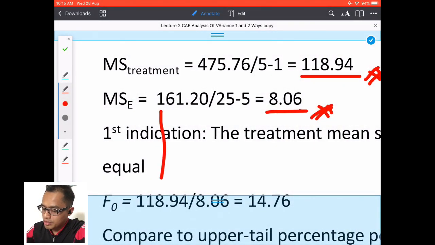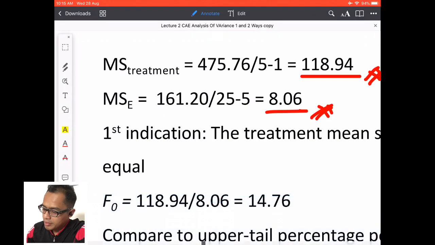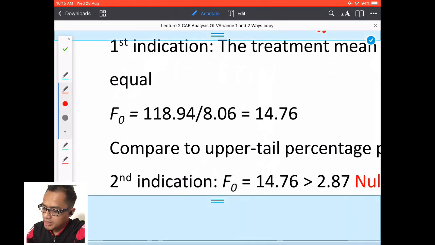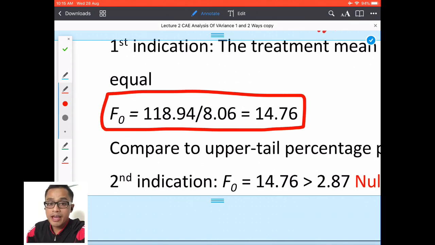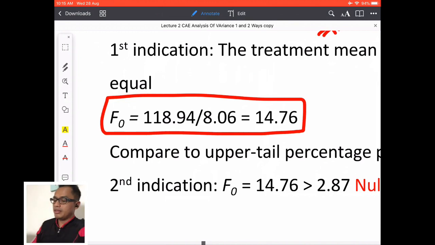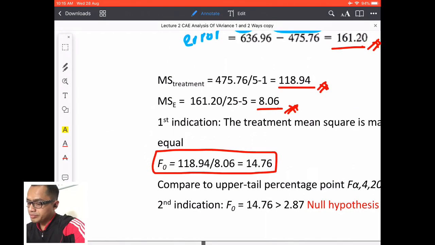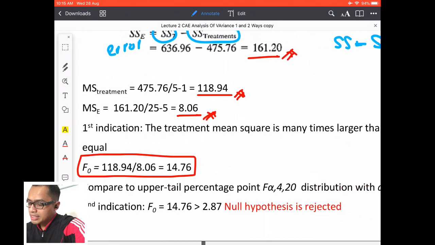So you will have MS treatment divided by MS error. This is your F0 result, 14.76. Okay, 14.76. Let's go and see the table.